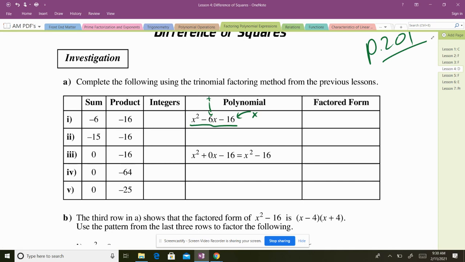No, not 2 and 4. 2 and 8, right? 2 times 8 is 16. How do I make it so that they will add to -6? Which one has to be negative? 8, right? So then it would turn into x minus 8, x plus 2.